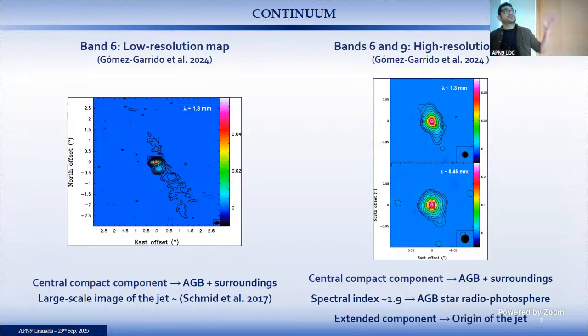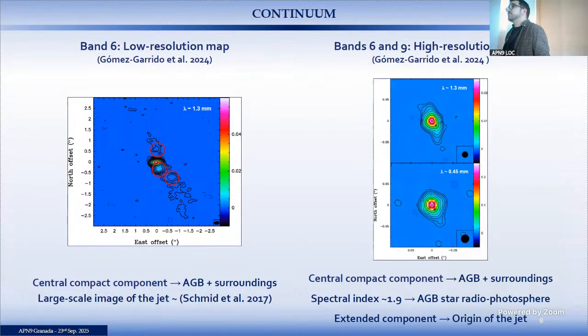If we compare the continuum map at 1.3 millimeter with observations of H alpha in the optical from Smith and collaborators in 2017, we can identify the same structure in both maps. And if we observe with high angular resolution, we obtain at 0.3 millimeter this map, and this one in band 9 of ALMA.